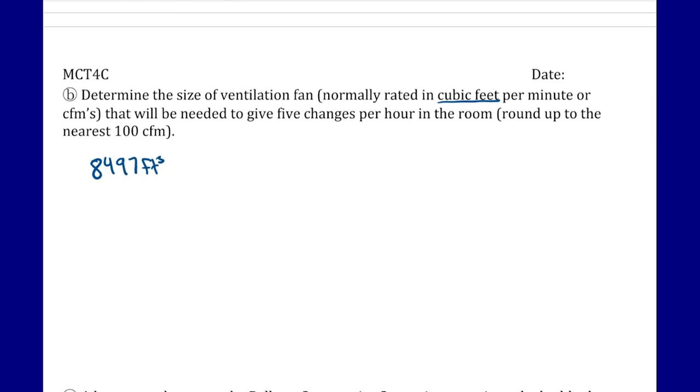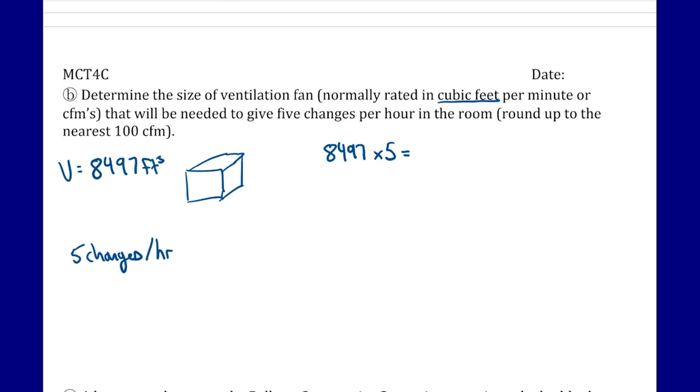So we'll just quickly draw our room. Our room has a volume of that, and we need 5 changes per hour, every hour. So to figure out how big the fan would be, we need to take our volume and multiply it by how many changes we need. So multiply it by 5, which gives us 42,485 cubic feet per hour. Essentially, that is how much volume needs to be cycled every hour.